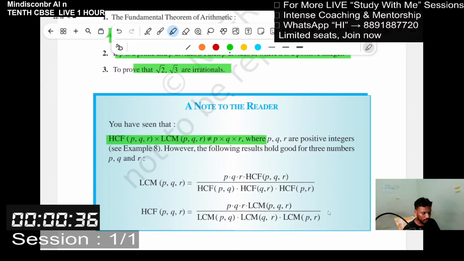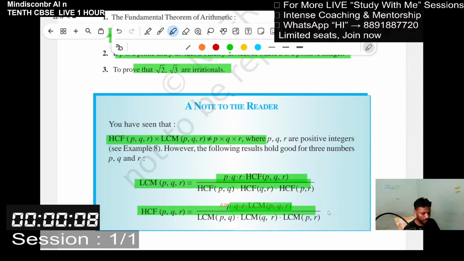However, the following results hold good for three numbers p, q and r. LCM of three numbers p, q, r is equal to the product of the three numbers p, q, r into HCF of the three numbers, divided by HCF of p, q, HCF of q, r and HCF of p, r.